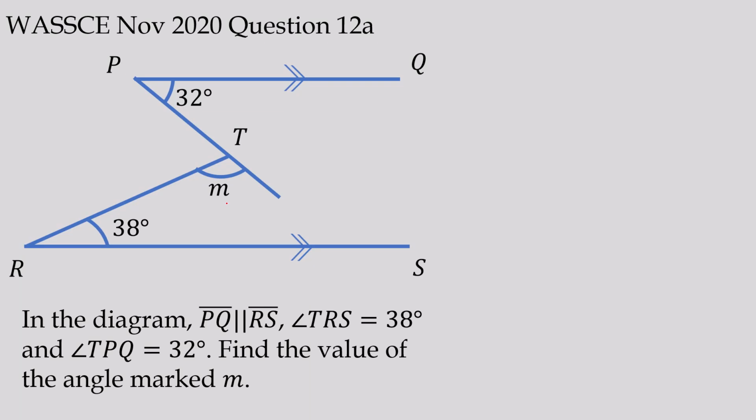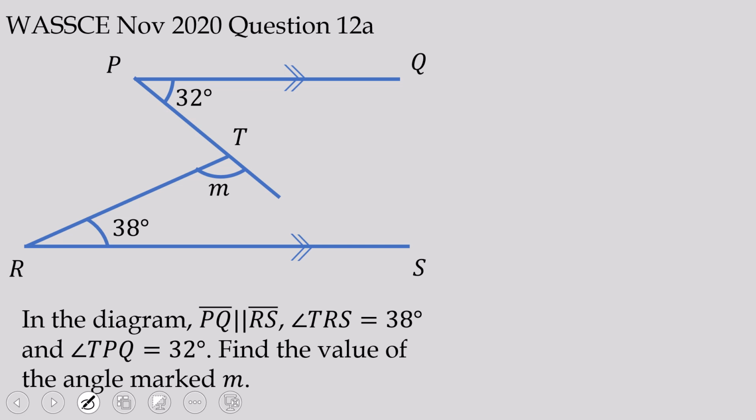Okay, so now let us take a look at this question. With this, we have the line PQ and the line RS being two parallel lines, and we have the angle TRS to be 38 degrees, and we have the angle TPQ to be 32 degrees. Now we have to find the value of the angle marked as M.